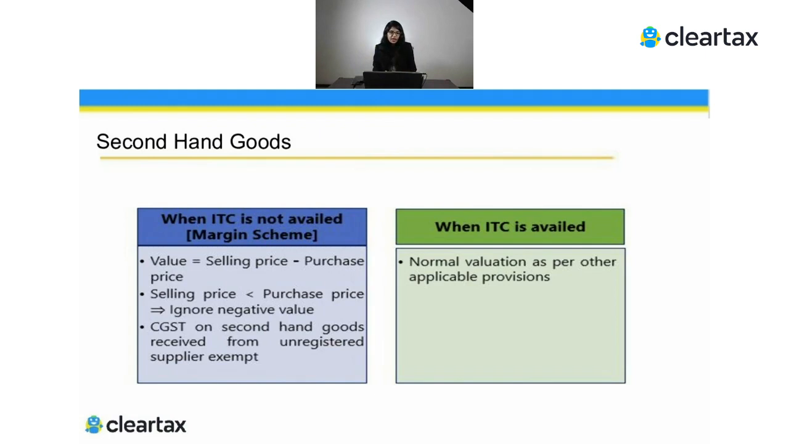So there is a benefit, and it says that the value would be the selling price minus the purchase price while you are computing this taxable value. But one thing to remember, the CGST on the second-hand goods received from the unregistered suppliers is exempt.